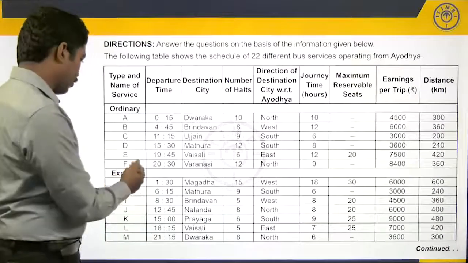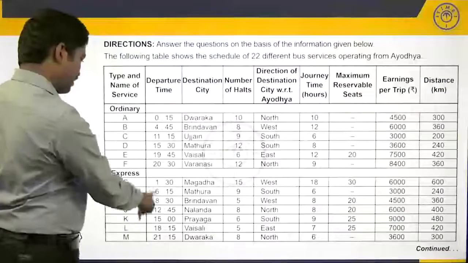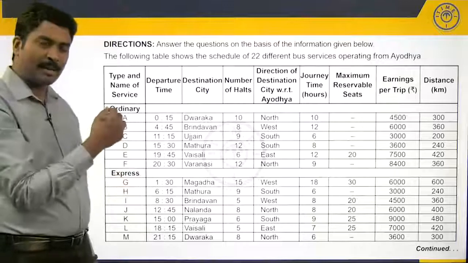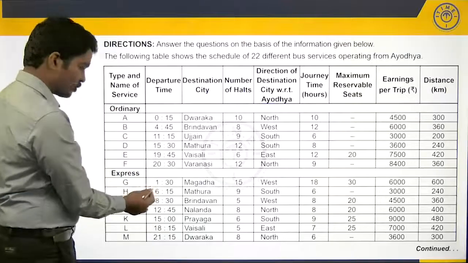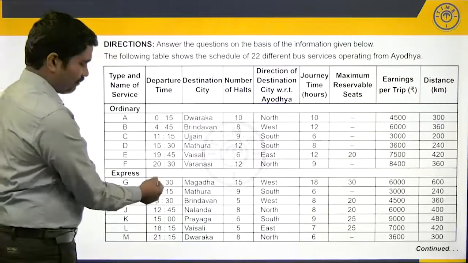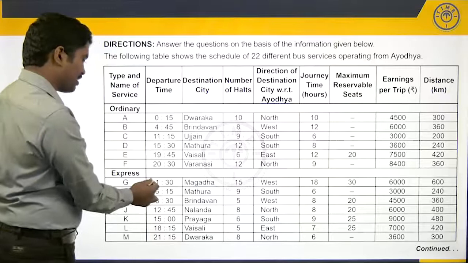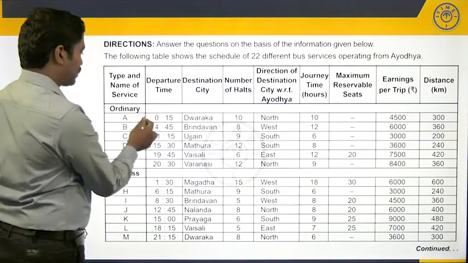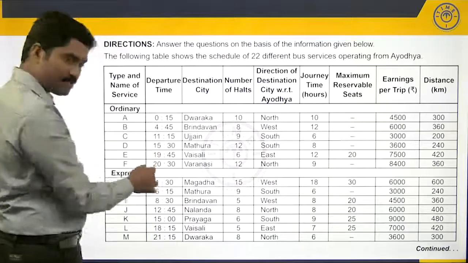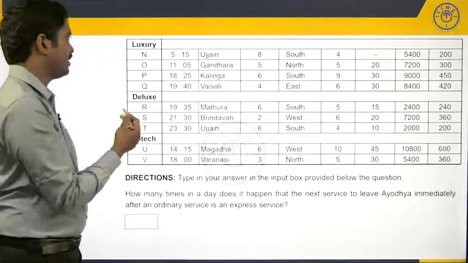Let's check. Let's look at all the express services. These are luxury, so we have only express services. How many of them are coming immediately after an ordinary service? Let's look at this first one, the 1:30 trip in the night. Right before that, we have a 12:15 trip, which is an ordinary one, but this is not sufficient. We need to exclude if there are any of the other two services in that time.